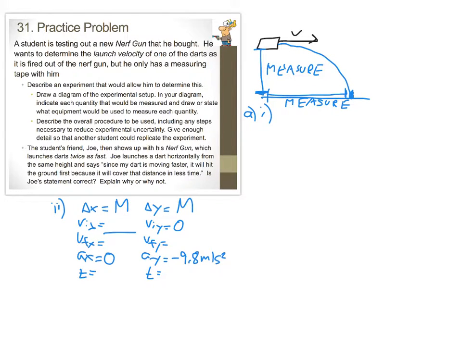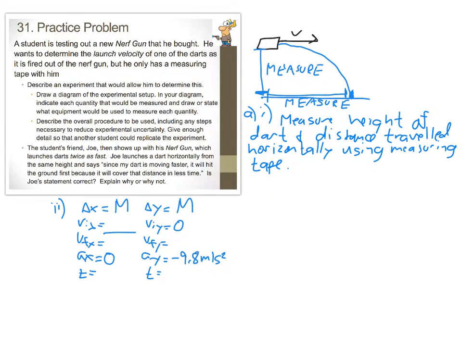So for the first part of A, we've drawn our diagram right here with the Nerf gun. We want to talk about what quantity we would measure and what equipment we would use. So we're going to measure the height of the dart, the initial height, and the distance traveled horizontally using our measuring tape. So that gives me my answer to part 1. Really, we're just worried about what we're measuring.